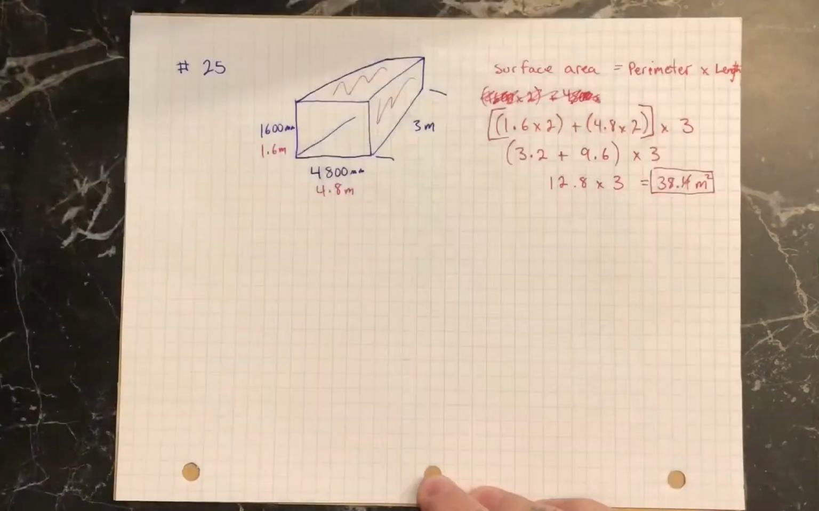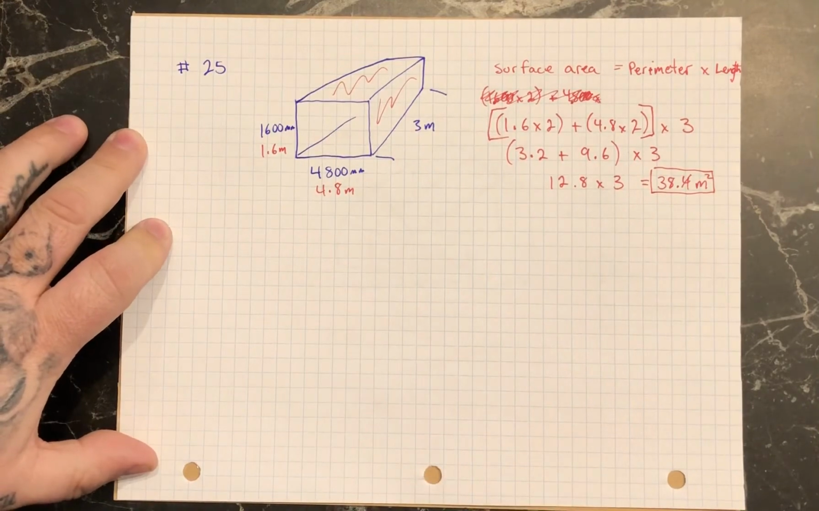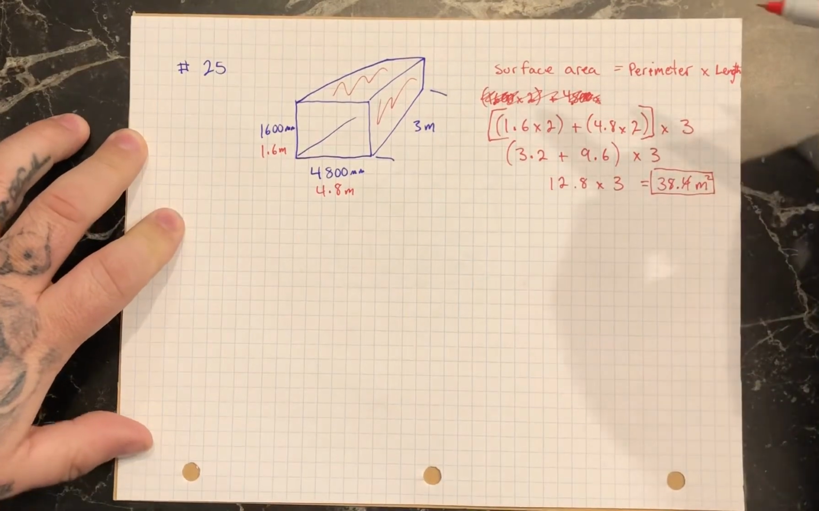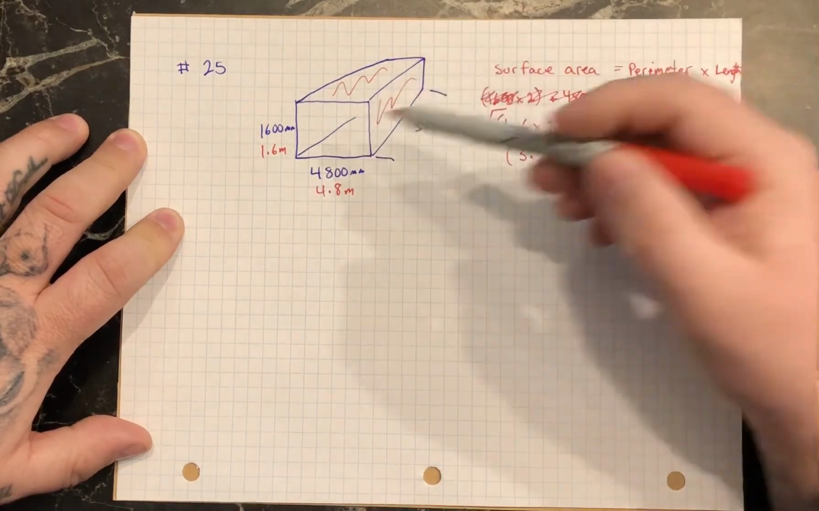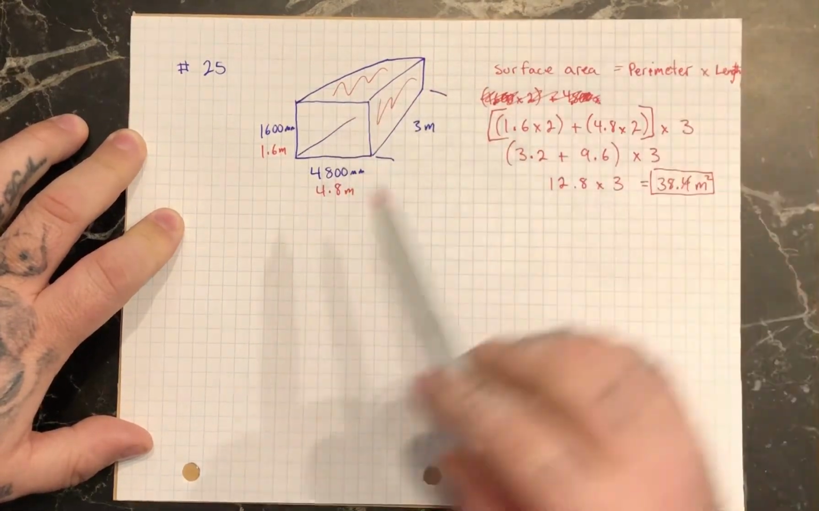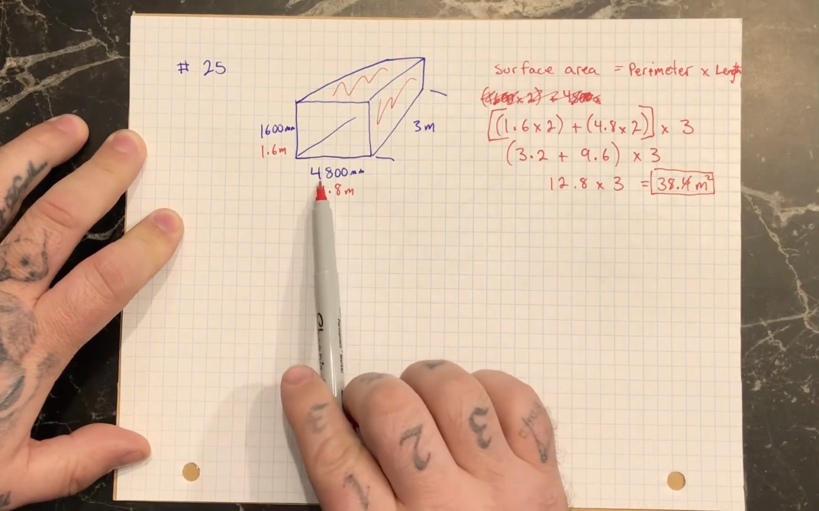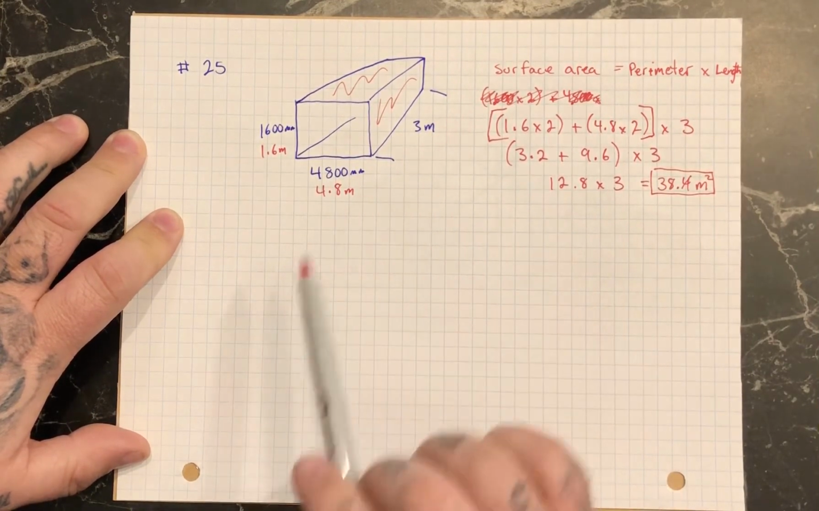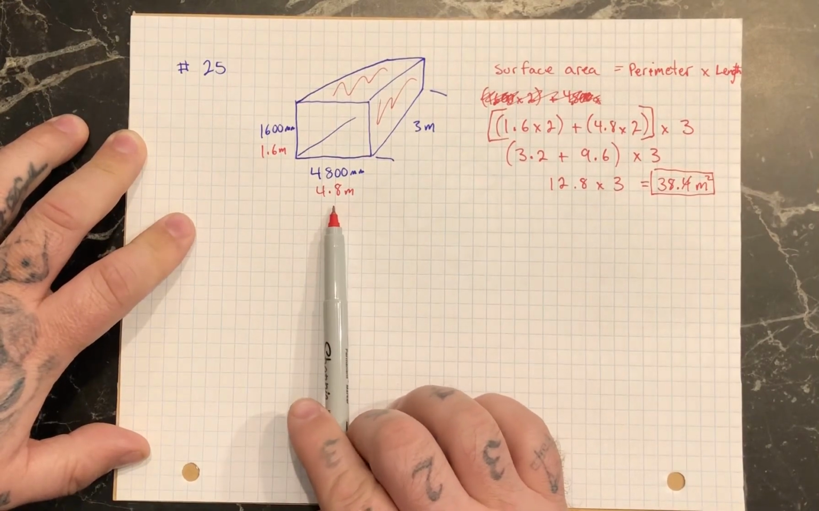Moving on. Number 25 was, again, pretty easy. This one here, they're looking for the surface area of the duct, so it's not going to have any ends to it. Again, this had millimeters in it, 1,600 millimeters, 4,800 millimeters, and then a length of 3 meters. So I just changed these to meters as well right off the bat.